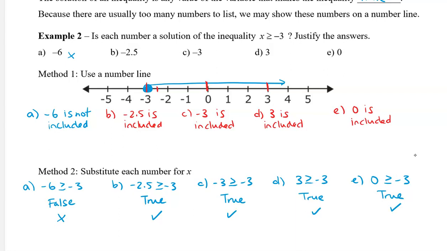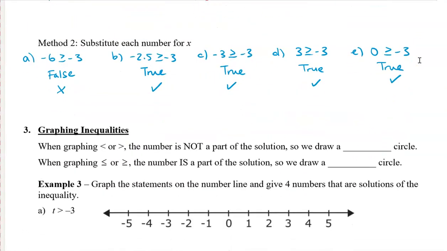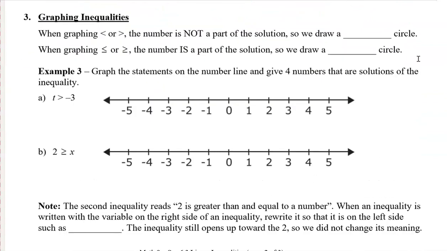Next, let's take a closer look at how to graph inequalities. When graphing less than or greater than, the number is not a part of the solution because it doesn't have that line or the equal line underneath at the bottom. So when we graph these inequalities, we draw a hollow or an open circle. When graphing less than or equal to, or greater or equal to, because it does have that line underneath, the number is a part of the solution. So we draw a solid circle, or we color it in.